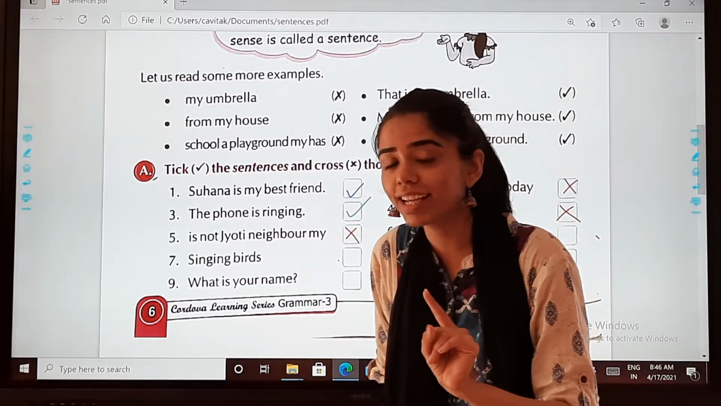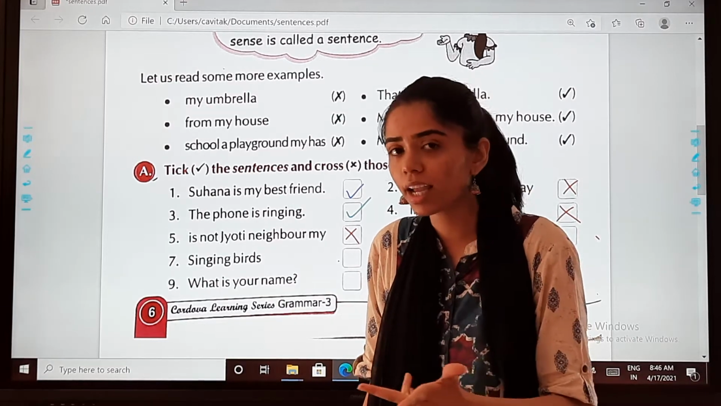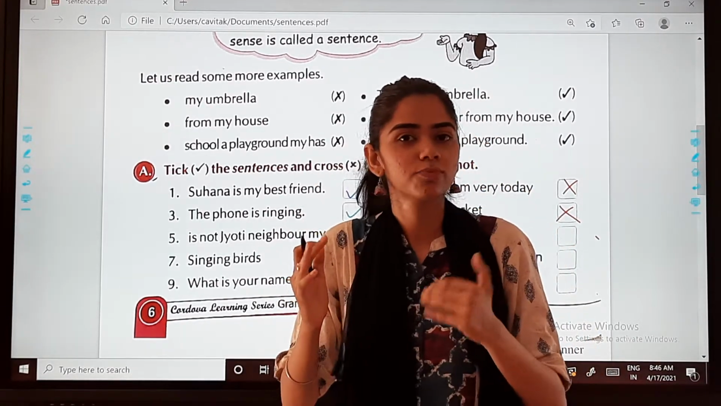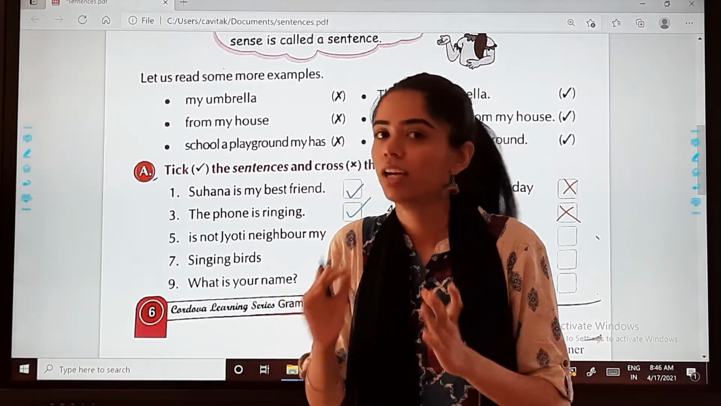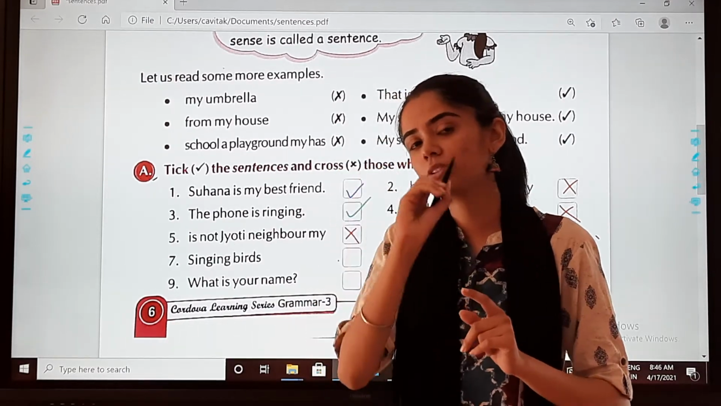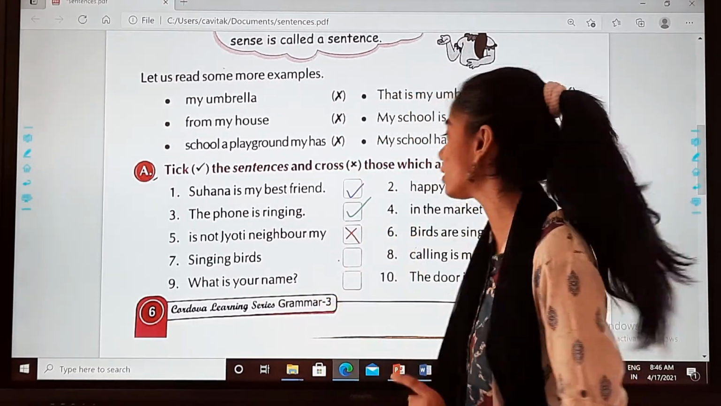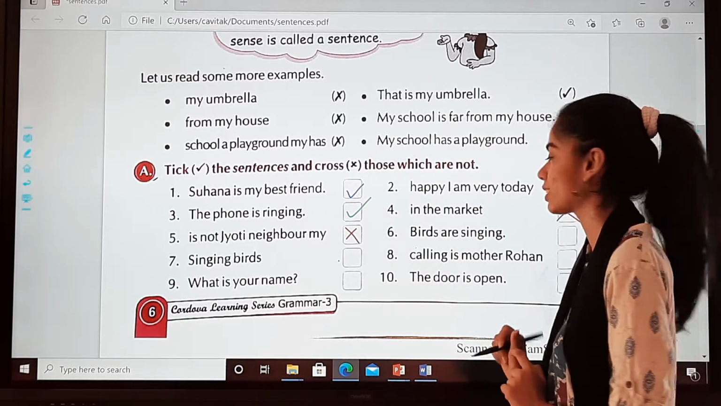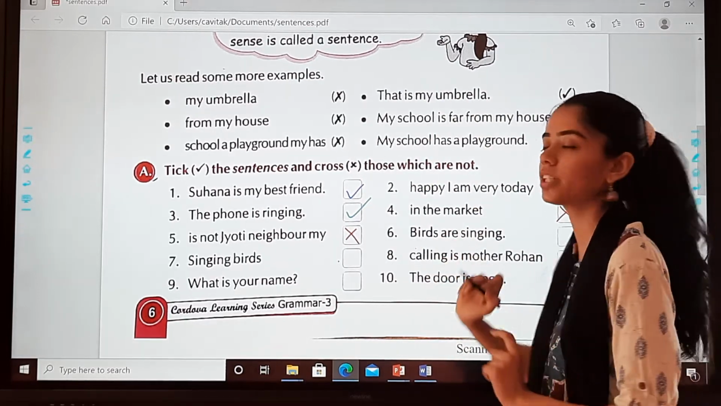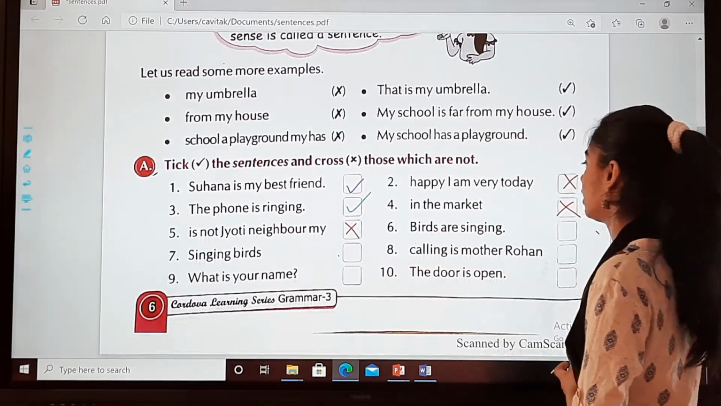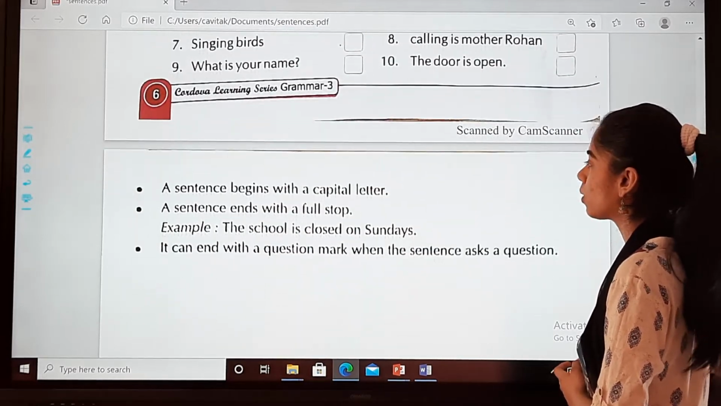First read the sentence, repeat it again and think about it. Is it making sense? If it's not, then we'll put a cross. Then it means it is not a sentence. So from 6 to 10 is your homework. Now let us move on.